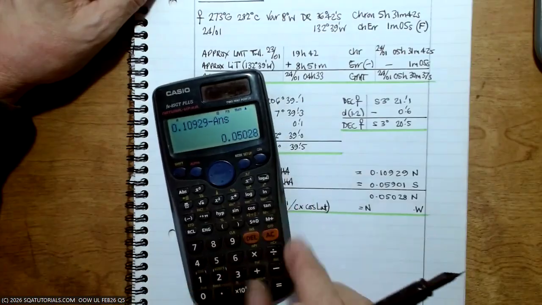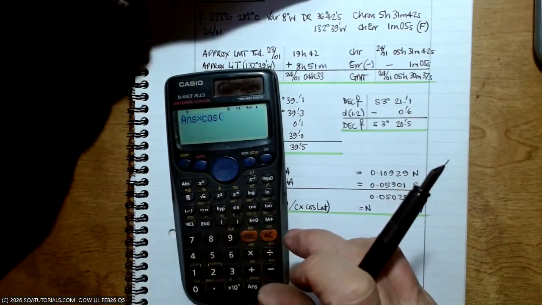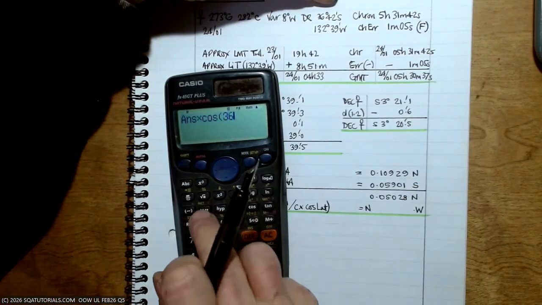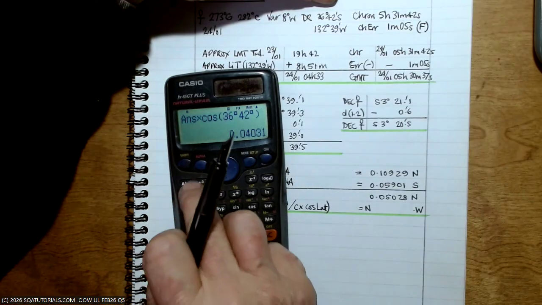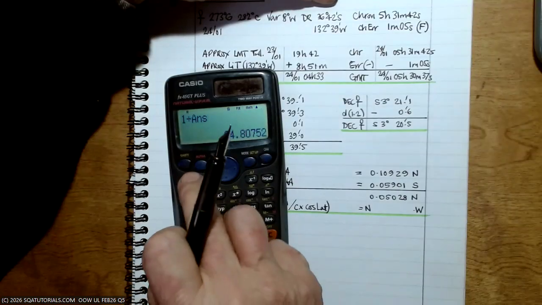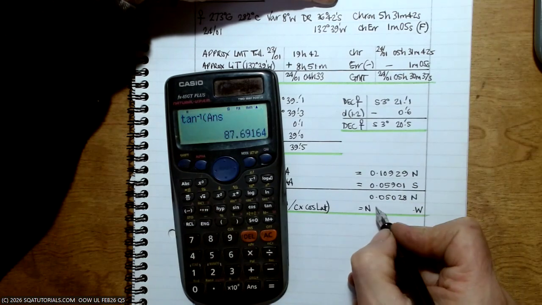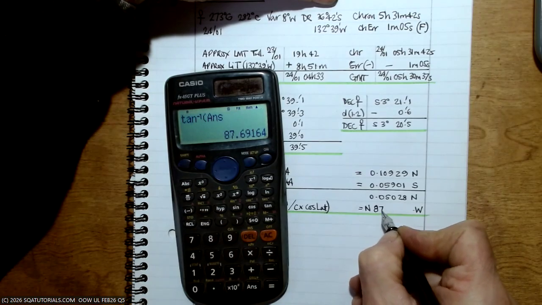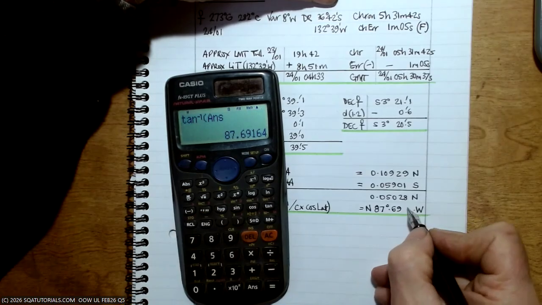So there's my C value. I'm going to multiply that by the cosine of the latitude, which is 36 degrees, 42 minutes, equals. 1 divided by answer equals shift tan answer equals. So it's north 87 degrees, 0.69164.